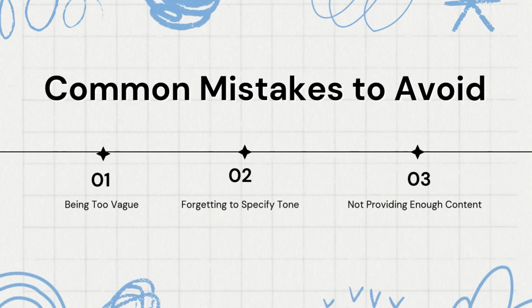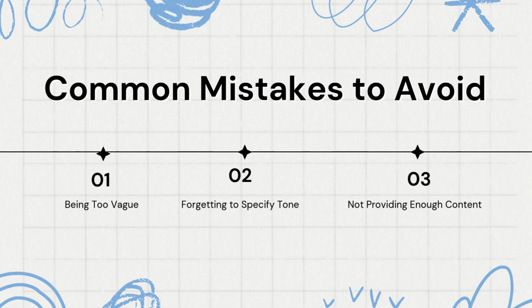Some of the common mistakes to avoid are these three right here, which is being too vague by just putting in some simple prompt like write me a blog post about such and such. That's just going to give you a really simple, vague output.